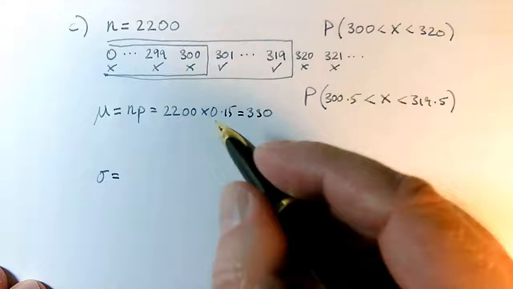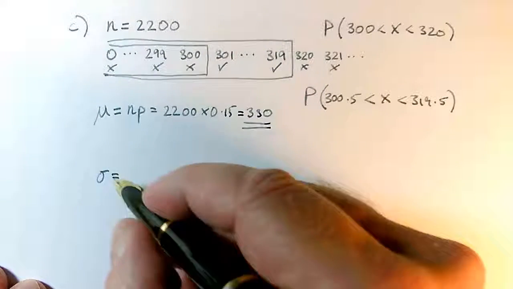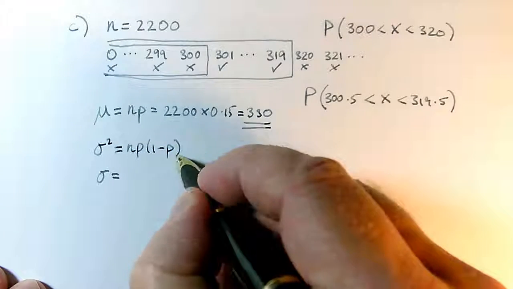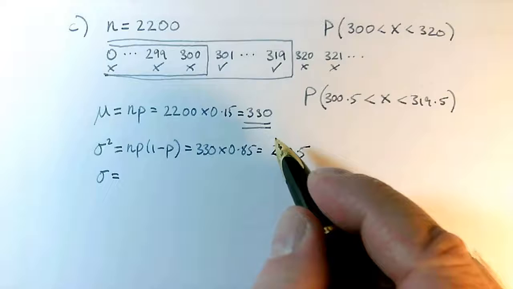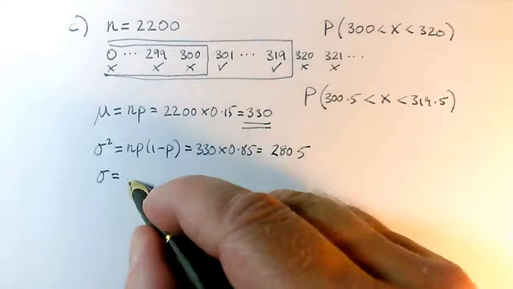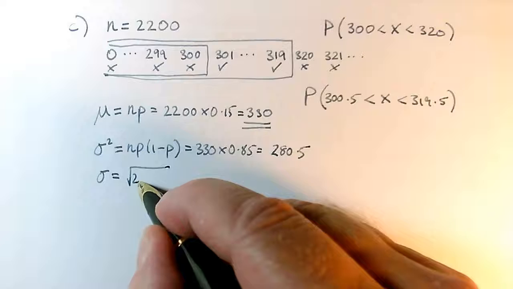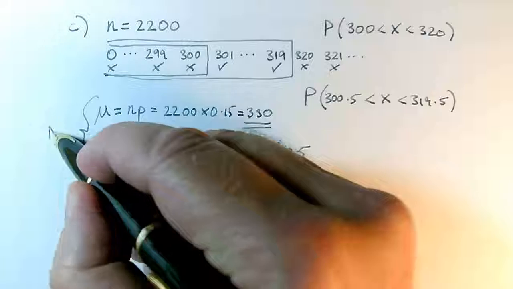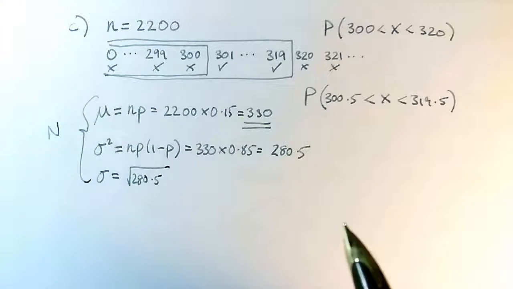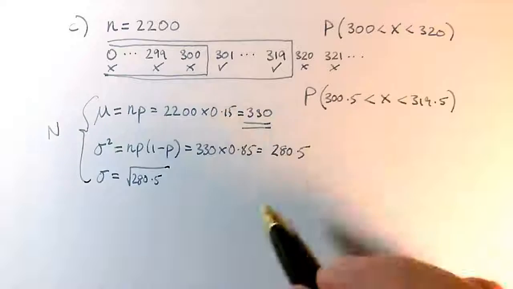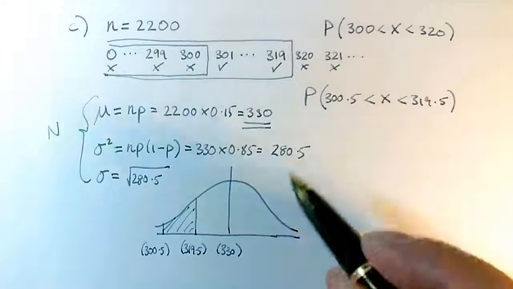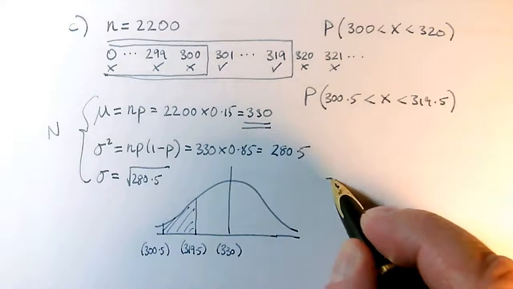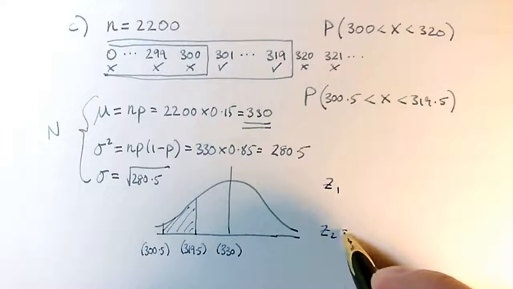So using NP, my mean is 330, and before getting sigma, of course, I'm going to get sigma squared using NP(1 minus P), 280.5, but of course what I'm really interested in is sigma, which is the square root of 280.5. So this is my normal distribution, my approximately normal distribution. Okay, and I've got the probability from that distribution, so now all I need is the diagram. I need to lie between 300.5 and 319.5, so here they are. So each one's going to have a z value. I'm going to get a z1 and a z2.